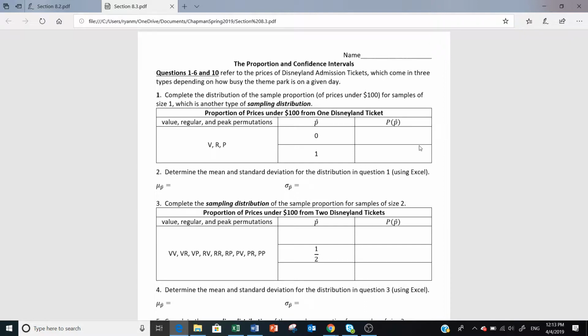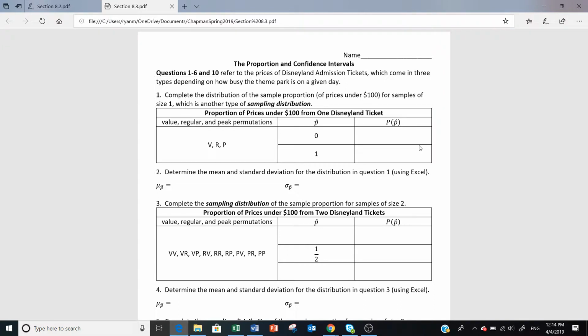Okay, what we mean by the proportion of prices under 100 is we're going to decide if it's under 100 or not. For the samples of size 1, we have the first sample is V. Is V under 100? Yes. So we're going to write that it's one value that's under 100 over one value total, which is 1.